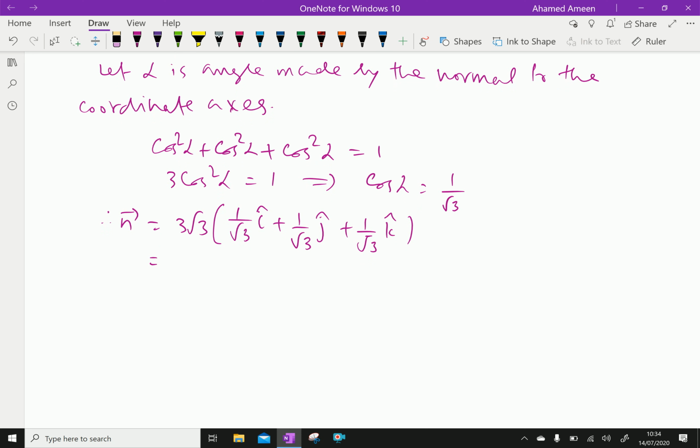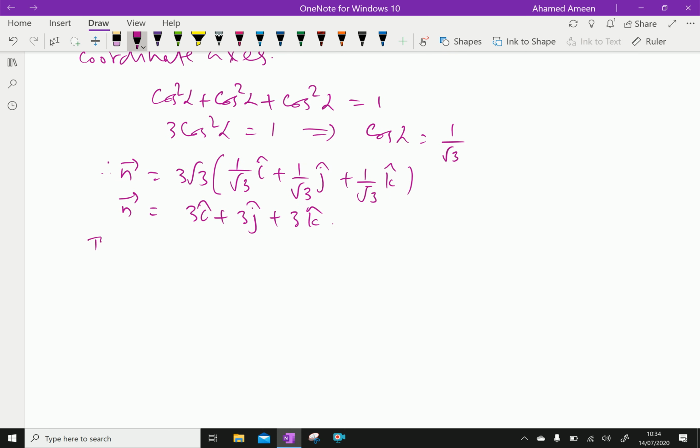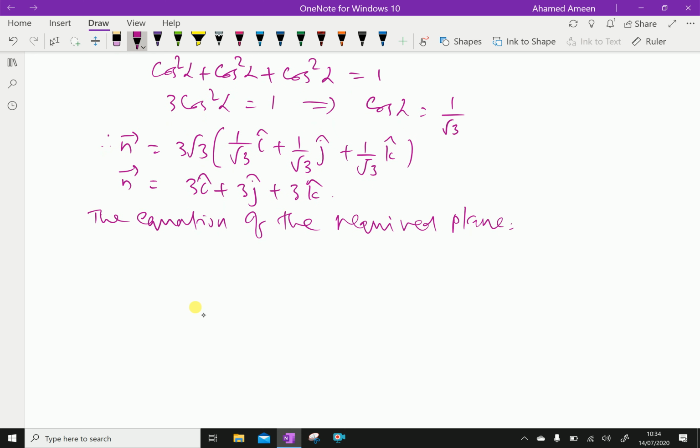Therefore the n vector we can write in terms of i, j, k as 3i plus 3j plus 3k, because 3 root 3 over root 3 is 3. The equation of the required plane is r vector dot n equals a vector dot n.